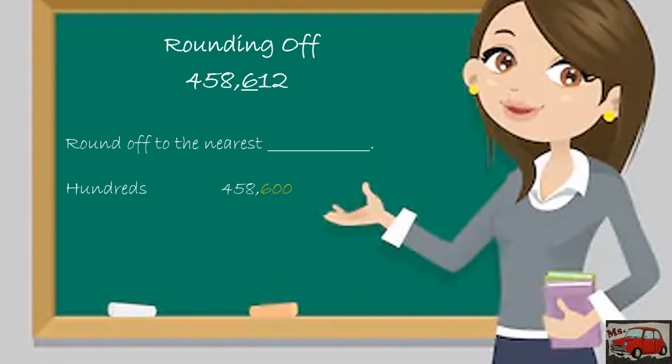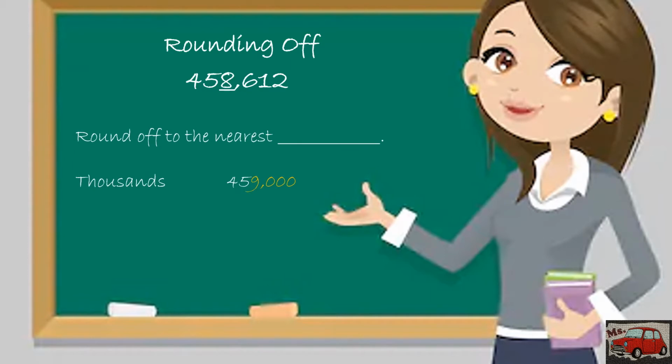Next, let's round it off to the nearest hundreds. Dun sa number natin, ang hundreds is 6, right? So, yung katabi ni 6 is 1. So, dahil si 1 ay below 5, i-retain natin si 6, and then si 1 at saka si 2 magiging 0 parehas. So, the 458,612, when we round it off to the nearest hundreds, it will become 458,600.